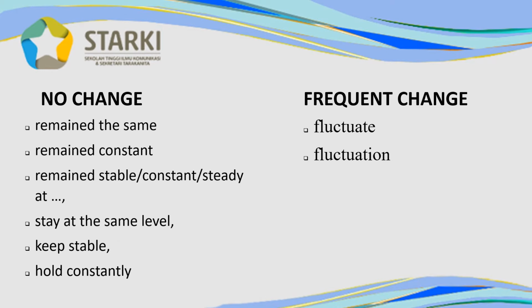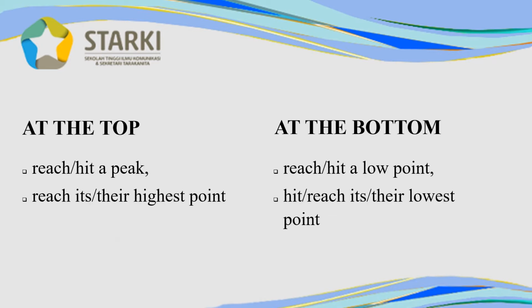So these are the vocabularies that you will use when you are trying to explain the visual information. And also about this one, if it comes to the top, you can say it reaches a peak, or it comes to the highest point. On the opposite side, if it is at the bottom, it hit a low point. It hit the lowest point.